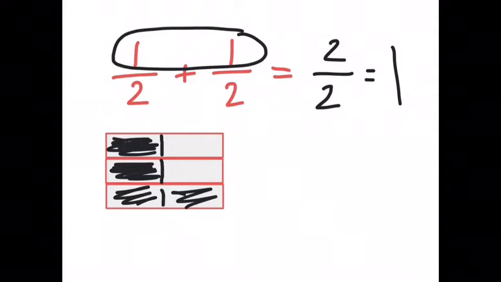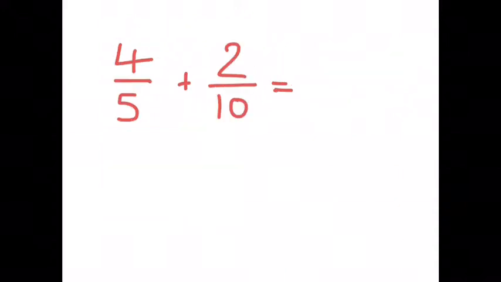But what happens if we have to add fractions where the denominators are different? Well, let's find out. Here it becomes a little bit more tricky. We can see that the denominators of these two fractions are not the same, so we're going to have to do something about that. One thing we can do is find a common denominator. We have to make the two denominators the same.